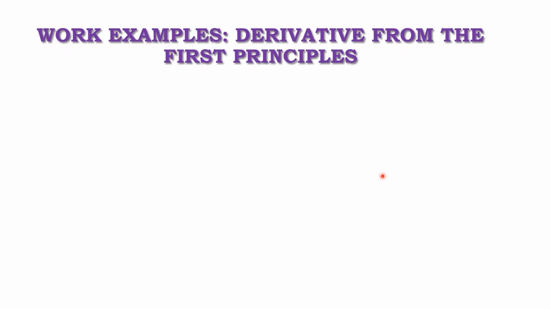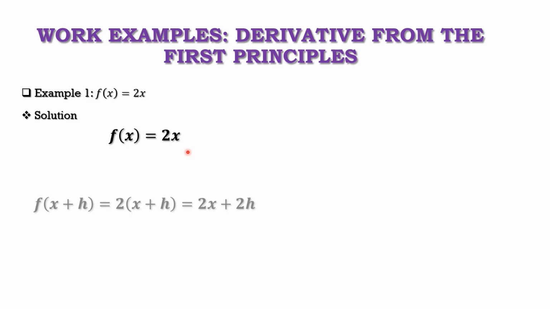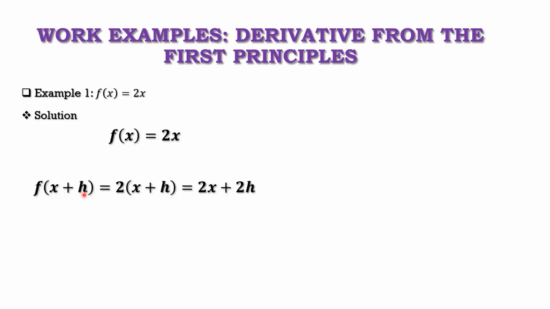Now, let's work on an example, that is derivative from the first principle, finding dy over dx using the first principle. Let's look at the first example. We have f of x equal to 2x. What is the solution? First, we let f of x be equal to 2x. Then we find our f of x plus h. It means that this x is the input for this function, so now the input is going to be x plus h.